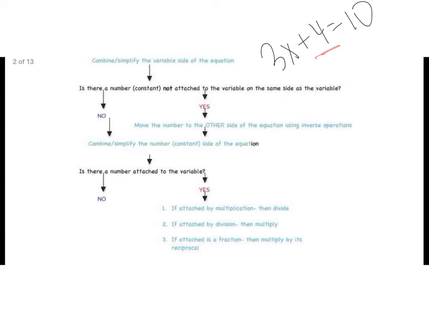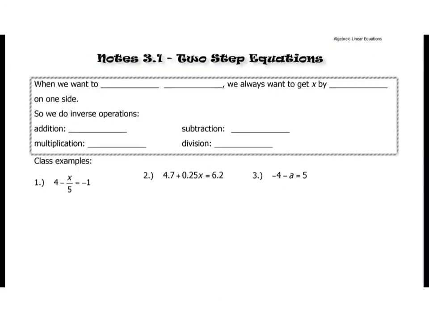Is there a number attached to the variable? No. Then you're done there. Is there a number attached to the variable? Then yes. If attached by multiplication, then you divide. If attached by division, then you'll multiply. If attached is a fraction, then multiply by its reciprocal. So all of these are inverse operations. You are doing the opposite of what it is currently doing. All right, so now moving on to the notes for two-step equations.